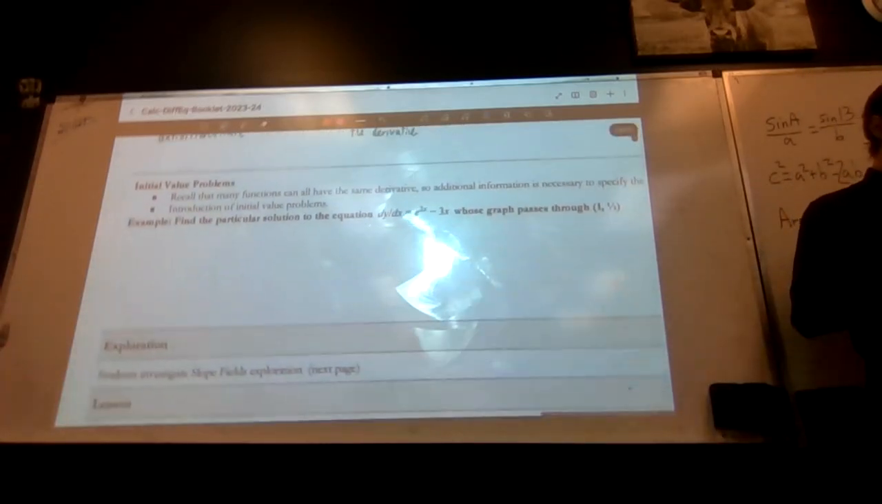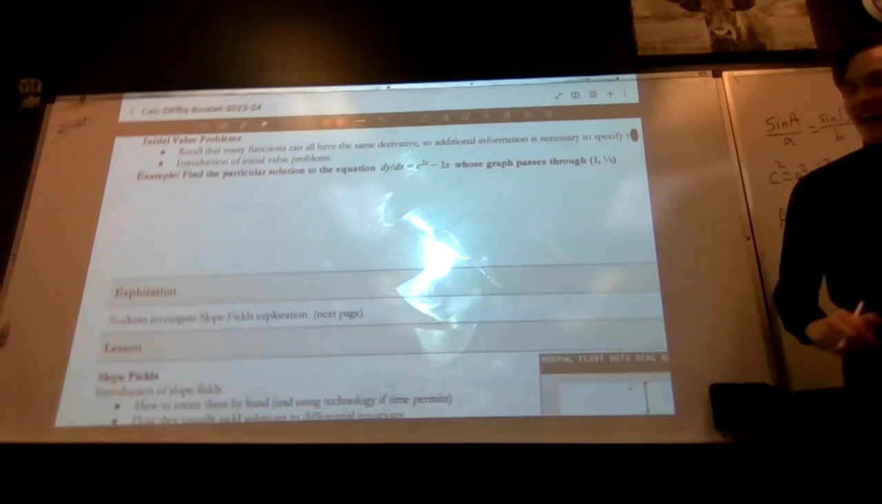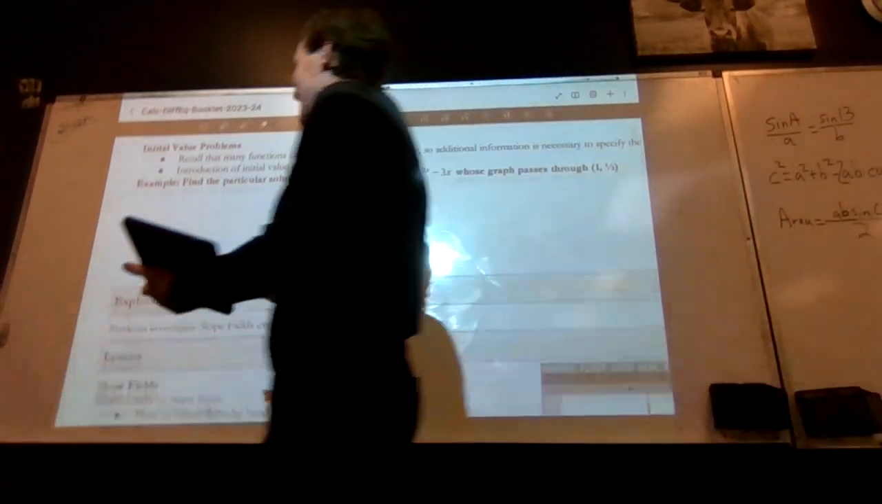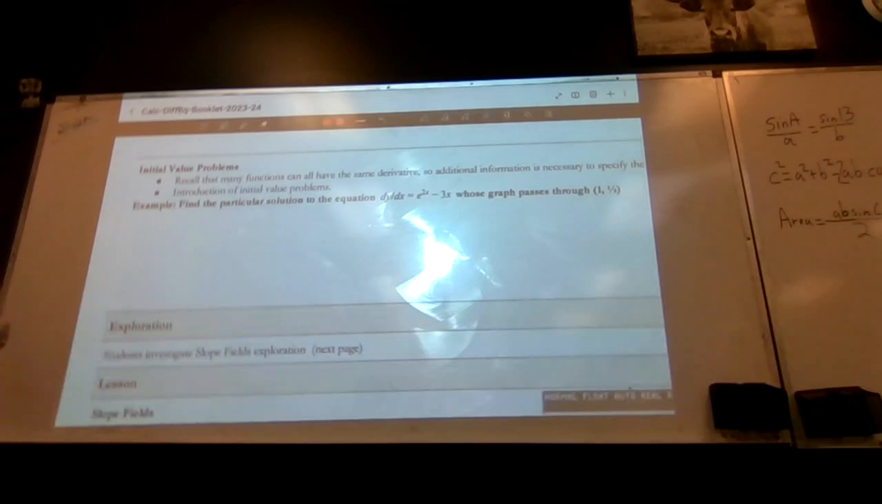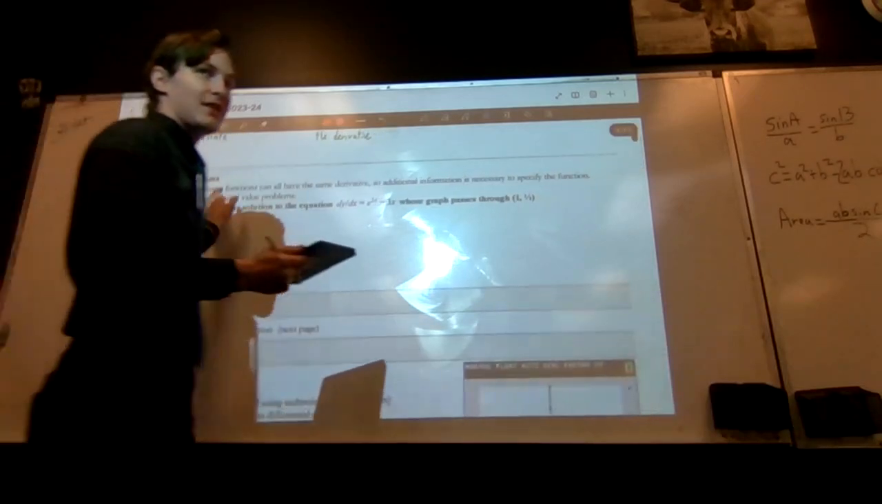Come on. Wow. Okay, now, let's go ahead and do initial value problems. Recall that many functions all have the same derivative, so additional information is necessary to specify.